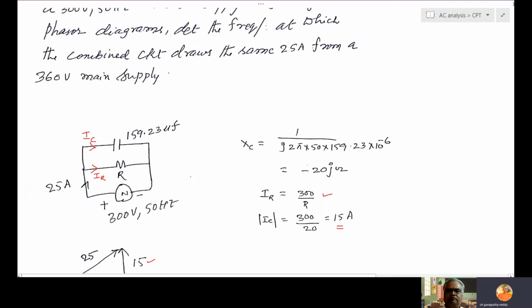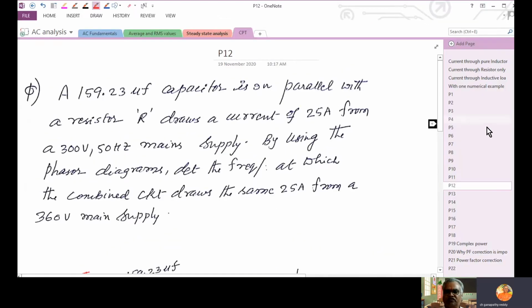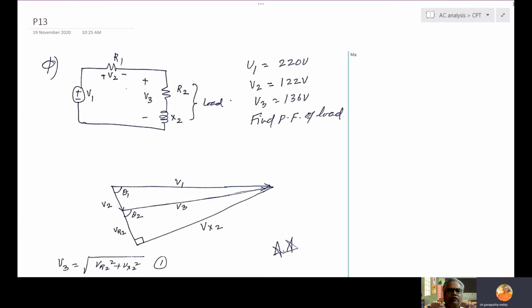So this is a simple problem. Another problem. Here V1 is 220 volts given. V2 is 122 volts given. V3 is 136 volts given. Find the power factor of the load.